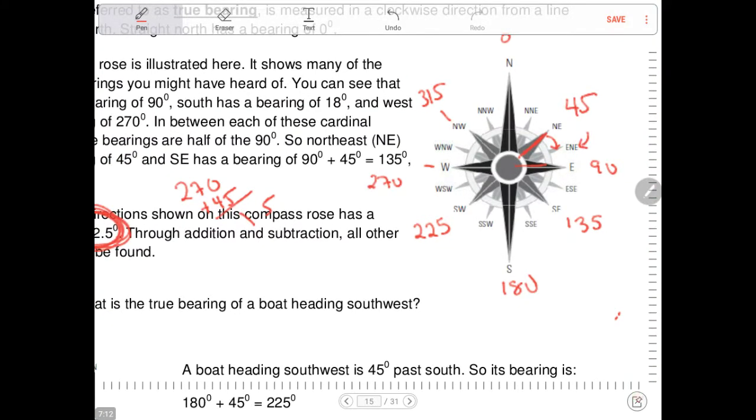So if you wanted to figure out what bearing east-northeast is on, I'll just make a little cleaner box down here. What you would have to do is go 45 plus 22.5, and that will give you 67.5 degrees. So that means that east-northeast is on a bearing of 67.5 degrees.